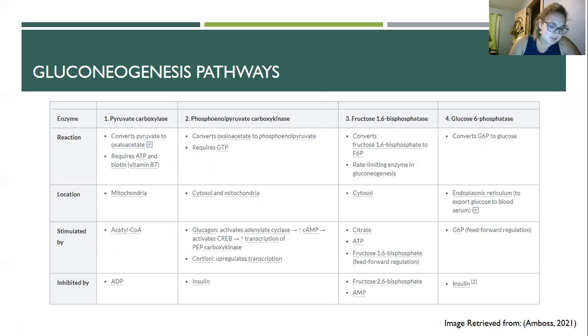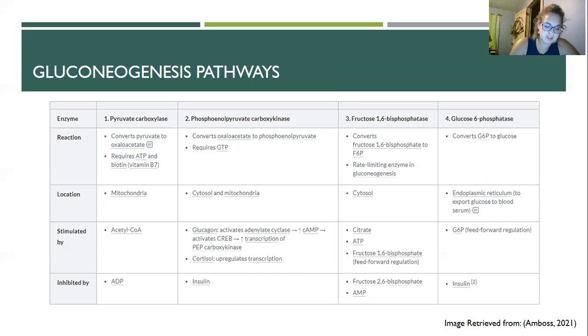Glucose can also be made from pyruvate and lactic acid. This is a non-carbohydrate precursor process that is also known as gluconeogenesis. Glycolysis and gluconeogenesis may seem like they are opposites, but they are two completely different pathways. However, they do have a few enzymes that they share and commonalities with each other.